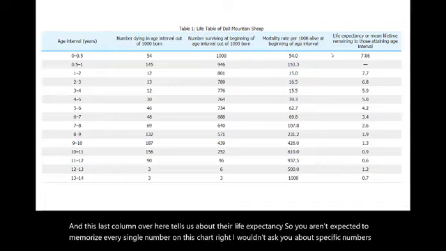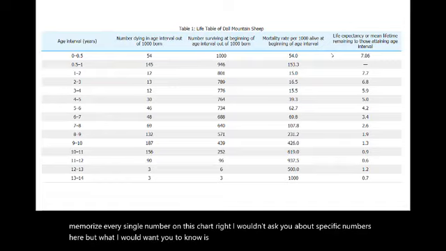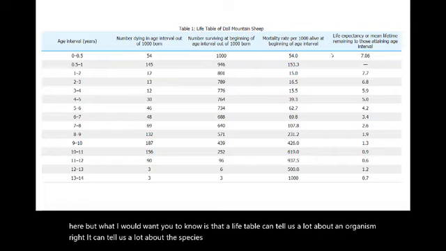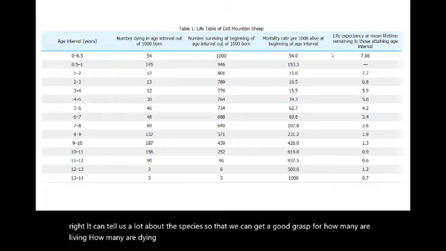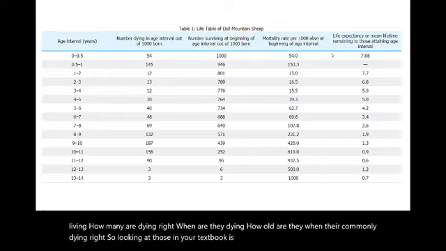But what I would want you to know is that a life table can tell us a lot about an organism, right? It can tell us a lot about the species so that we can get a good grasp for how many are living, how many are dying, right? When are they dying? How old are they when they're commonly dying? So looking at those in your textbook is really a good way to get a feel for what a life table is.